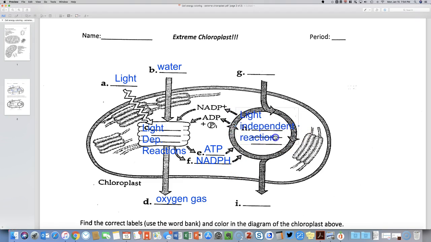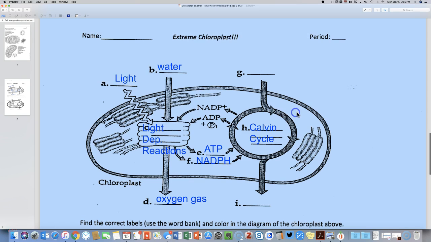Now, there's another name for the light independent reactions, and that is the Calvin cycle. Named after the scientist who studied it and discovered it. So this is the cycle. The Calvin cycle, right there. So what goes into the Calvin cycle? What is the purpose of the Calvin cycle?